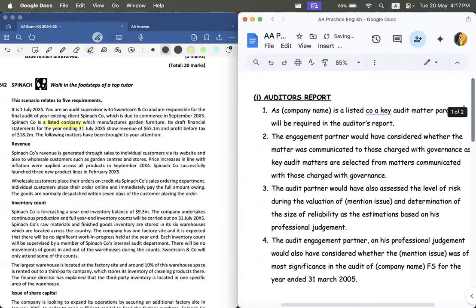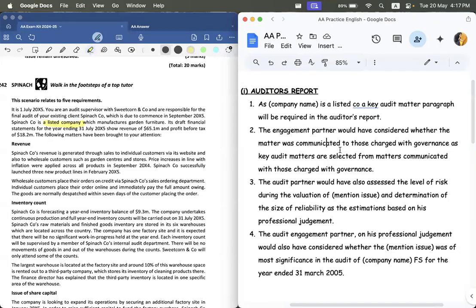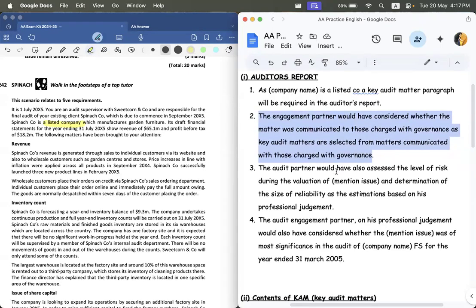Understood? Now the second sentence is how this becomes a CAM. CAM is basically those significant matters which the auditor, according to his discretion, selects from all the communications that he has made to those charged with governance. So you're going to write that in the second sentence. The engagement partner would have considered whether the matter was communicated to those charged with governance, as key audit matters are selected from the matters communicated with those charged with governance.